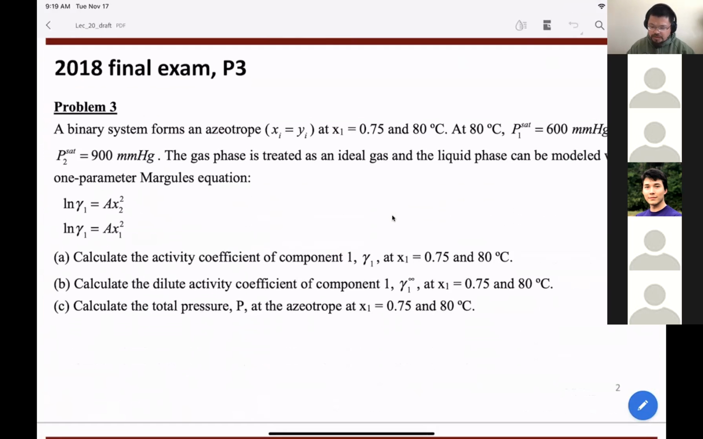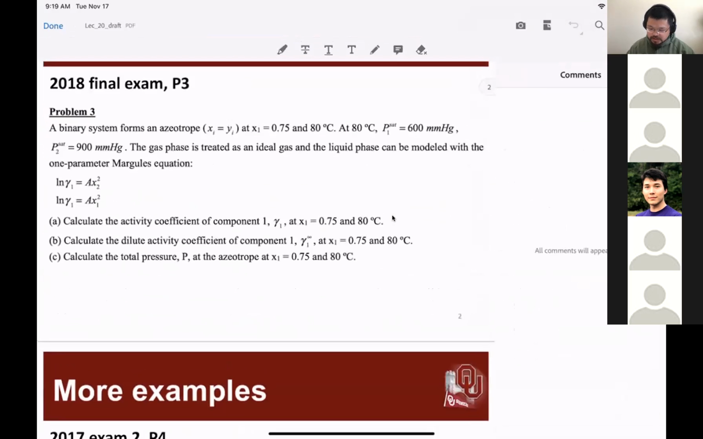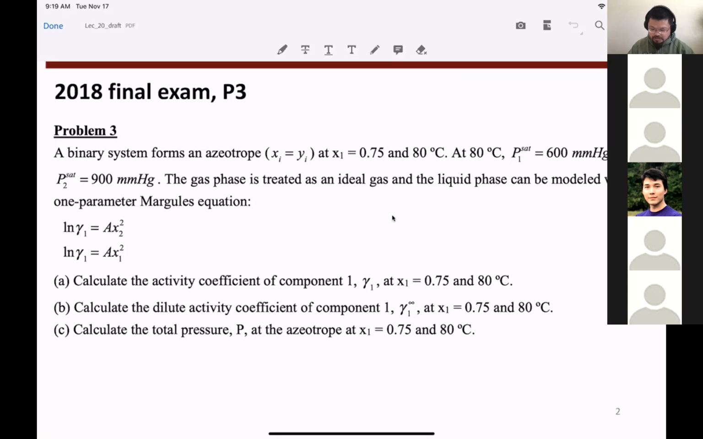So for instance, if we have a problem like this, we need to calculate the activity coefficient. First of all, this is not a typo. I sometimes have typos in the exam or in the homework solution, but here is exactly what we try to have. This is the Margules equation, and the activity coefficient is expressed as a function of the liquid composition. We need to figure out the activity coefficient for component 1.